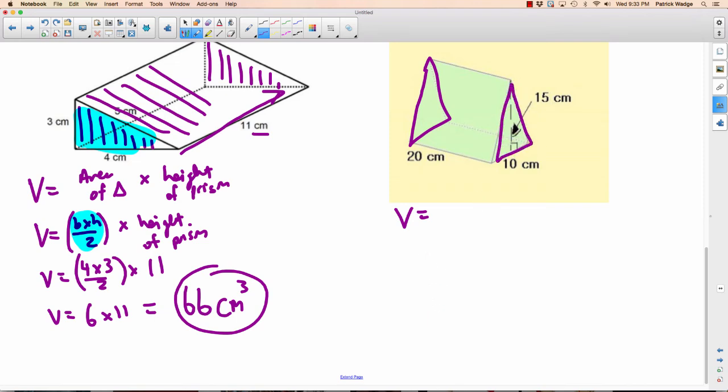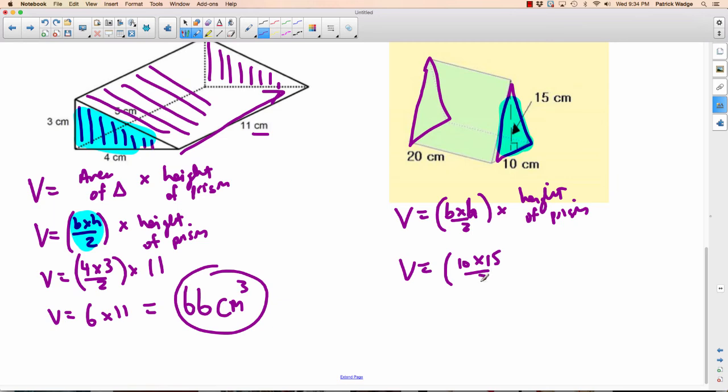So the first thing we have to do is get the area of that triangle. How do we do that? Base times height divided by 2. Then we want to multiply by the height of the entire prism, not the height of the triangle, that's this height here, right? But the height of the entire prism. Okay, just look at this triangle right here. What is the base of that triangle? The base is 10. So we've got 10 times, what's the height of that triangle? From the highest point straight down is 15.